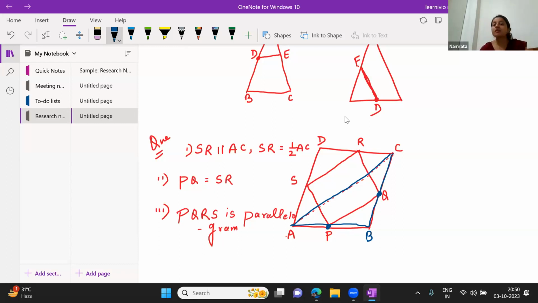Once we join two midpoints, PQ must be parallel to AC. Do you agree with that? Yes, ma'am. And the length of PQ will be half of the length of AC. That's what I was explaining in the first theorem, the midpoint theorem. So PQ is equal to half of AC. So this is what we got from triangle ABC.